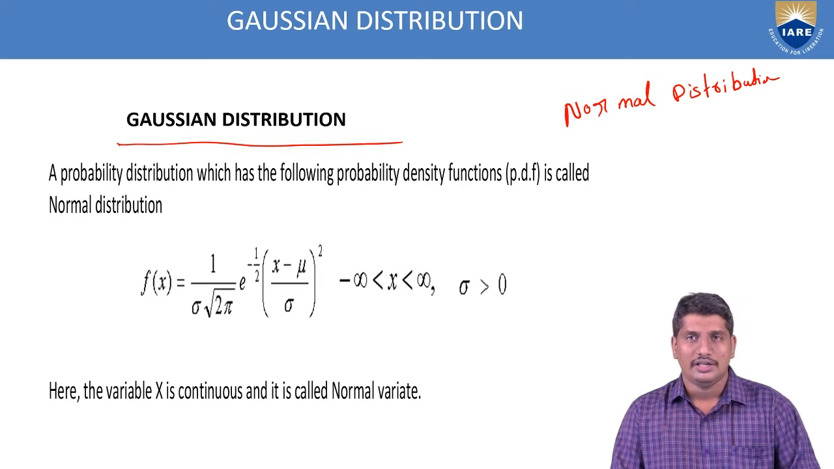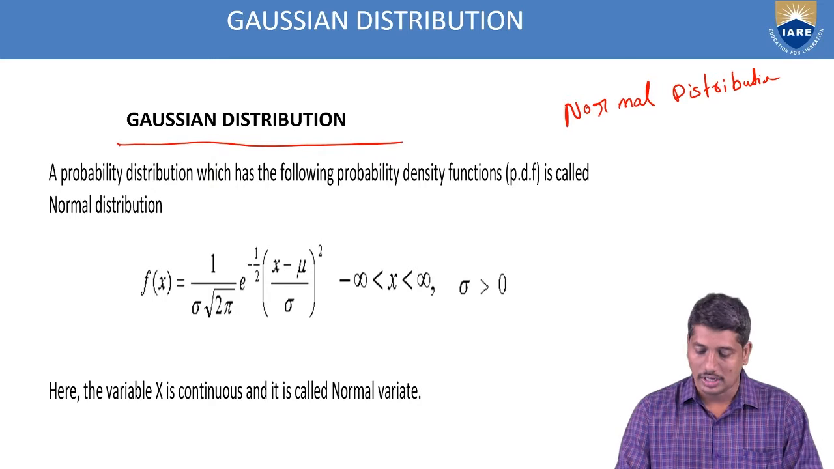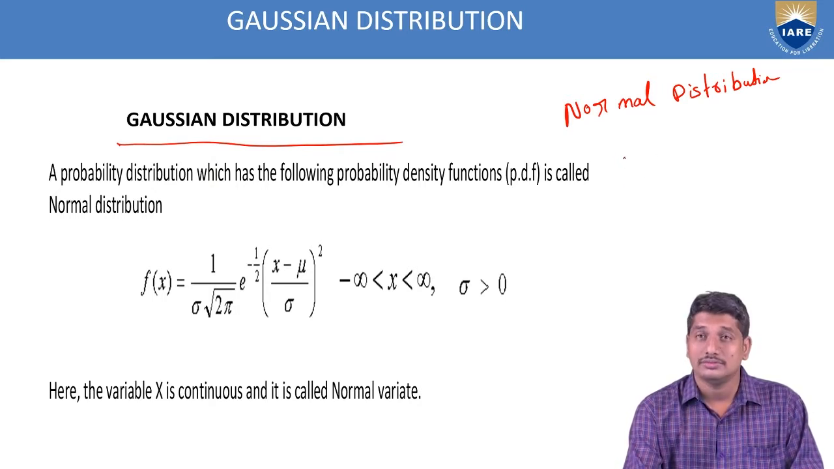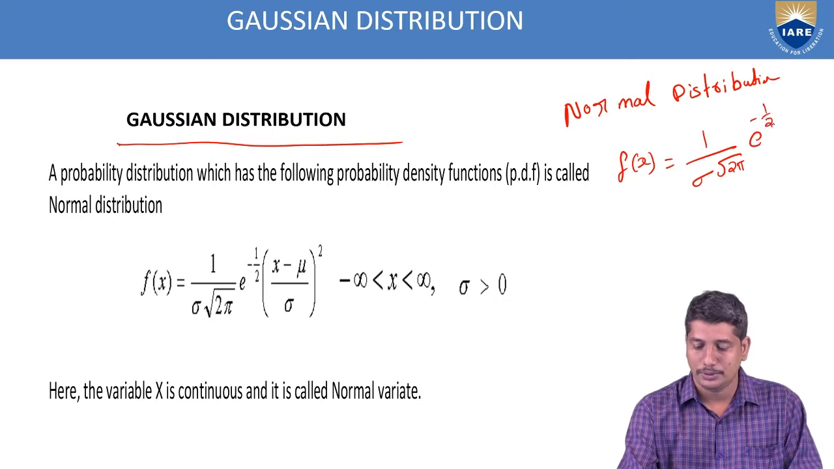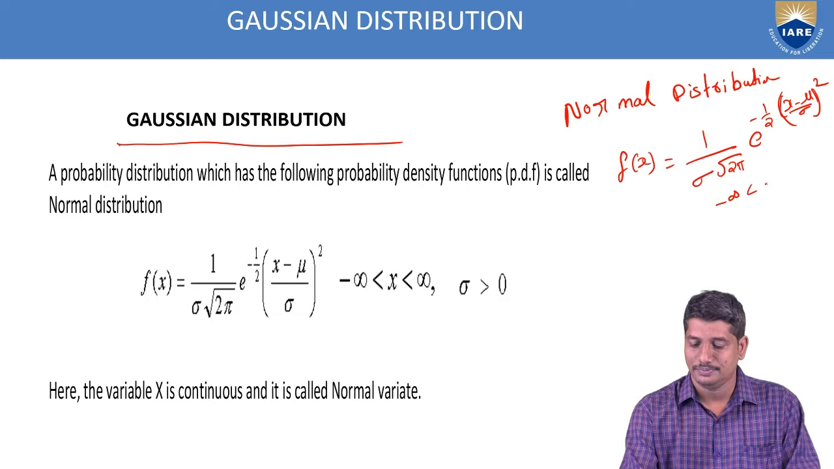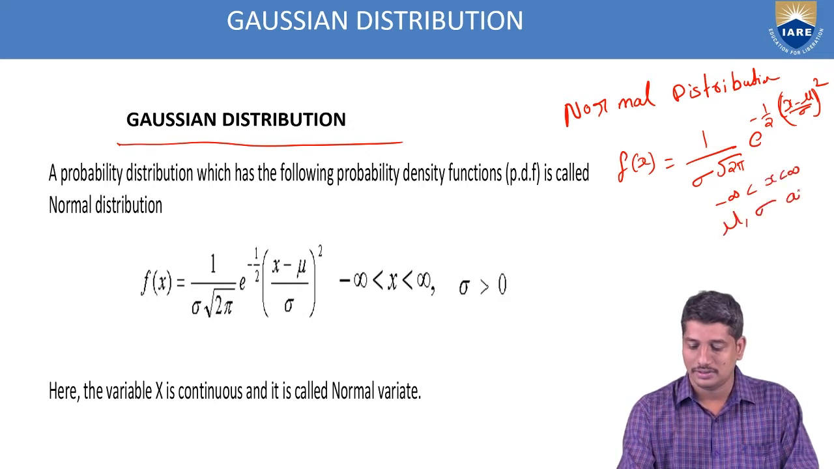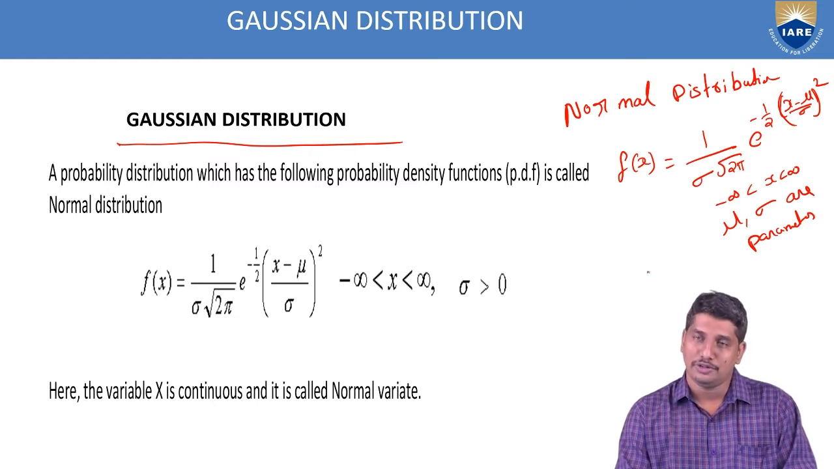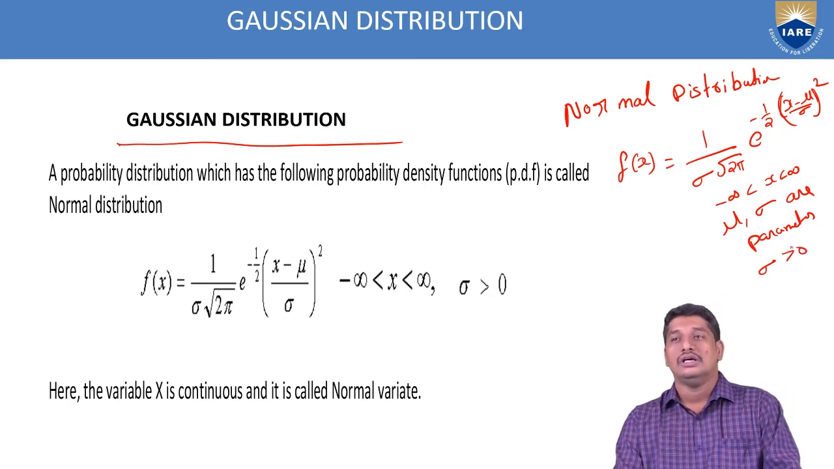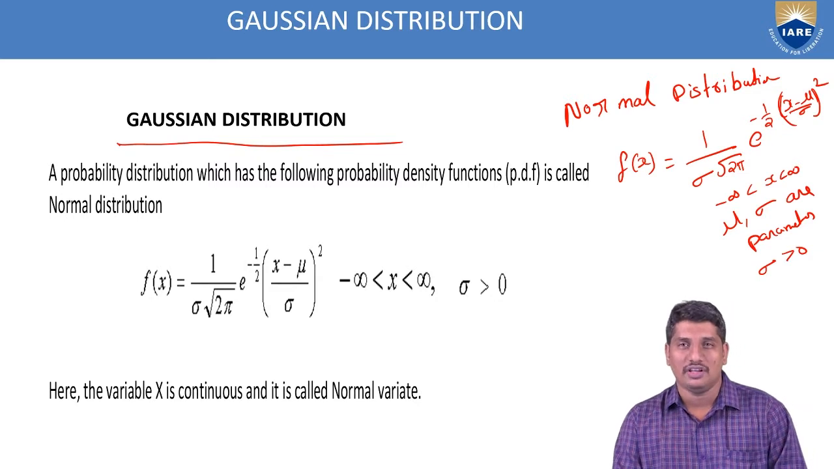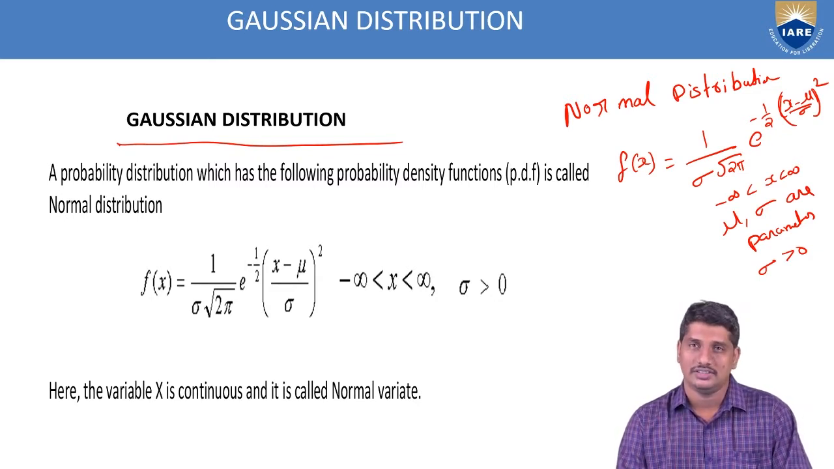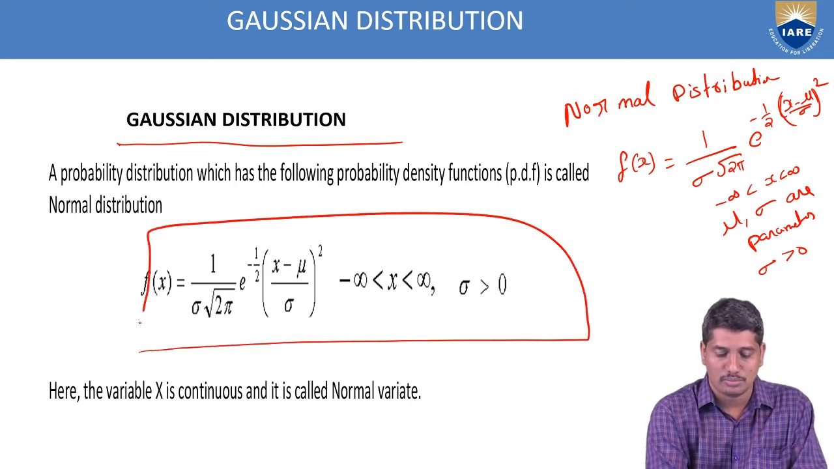Now, let us look into the definition of the density function of Gaussian distribution. The Gaussian distribution is a continuous random variate whose density function is given by 1 by sigma root 2 pi e power minus 1 by 2 into (x minus mu by sigma) whole square, where x is any real, and mu, sigma are parameters of the distribution. Mu can be any number between minus infinity to plus infinity, but sigma is strictly a positive real number. If a random variate has this function as its density function, then that variate is known as normal variate or Gaussian variate.